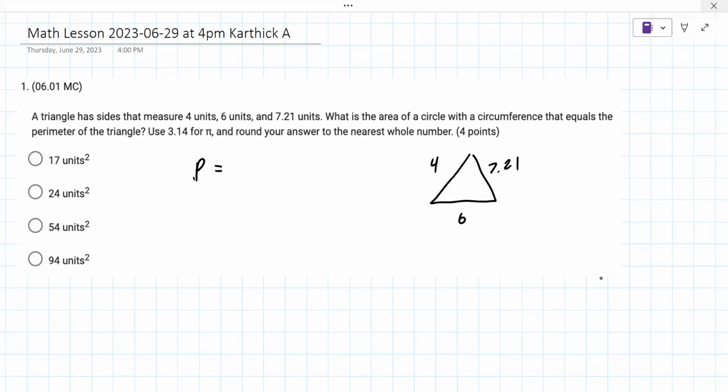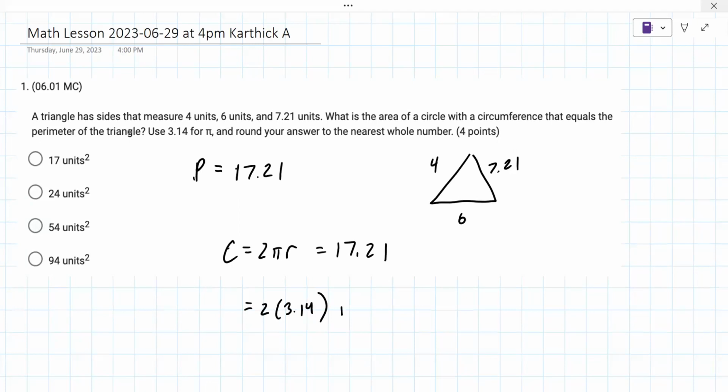I got 17.21. Okay. So what they're saying is that the circle has a circumference that equals the perimeter of the triangle. So the circumference is 2 pi r, and that equals 17.21. So this is 2 times 3.14 times r equals 17.21.